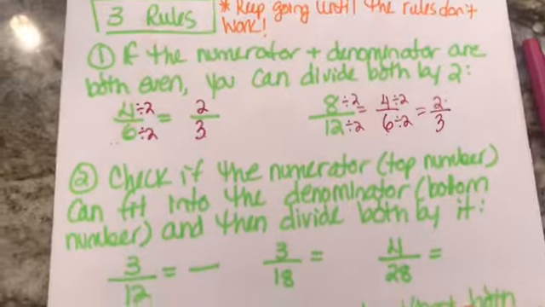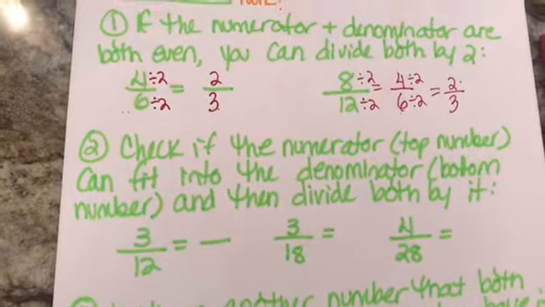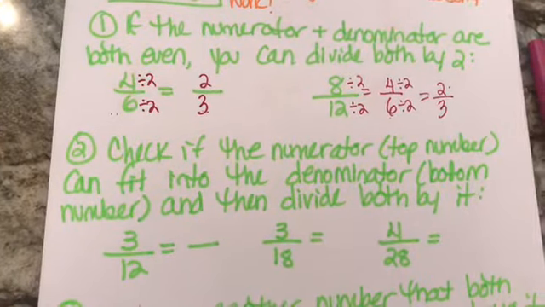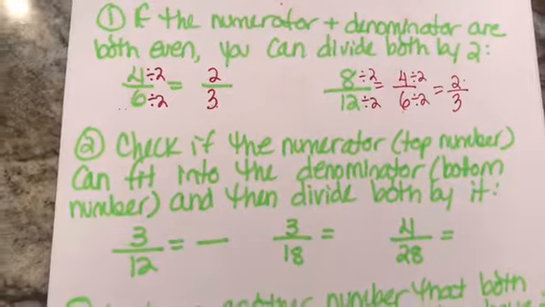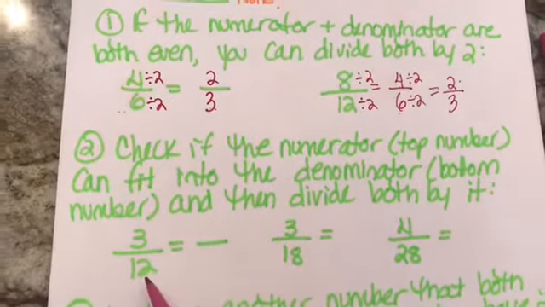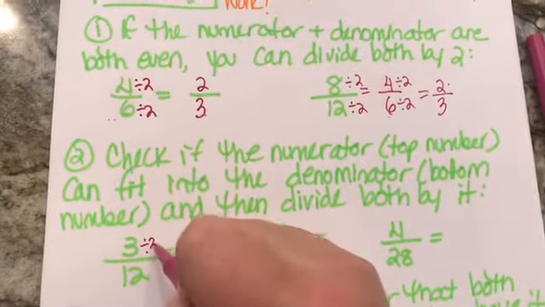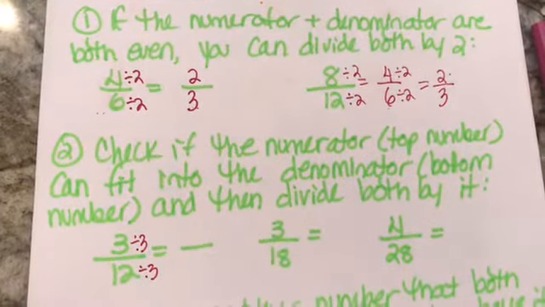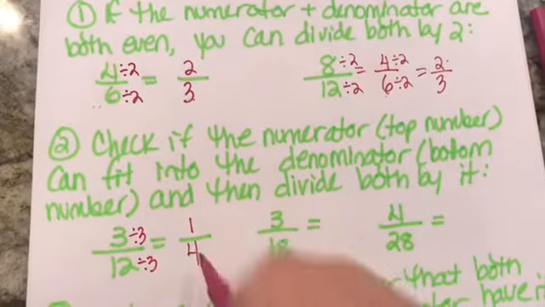The second rule for doing this is to check and see if the numerator, which is the top number, can fit into the denominator, which is the bottom number. And then if it can, you divide both of them by that. So for example, I know that 3 can fit into 12, so I'm going to divide by the 3. So 3 divided by 3 and 12 divided by 3. 3 divided by 3 is 1, and 12 divided by 3 is 4.